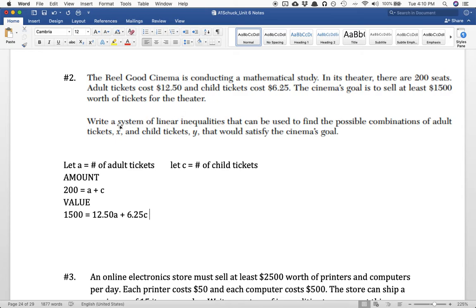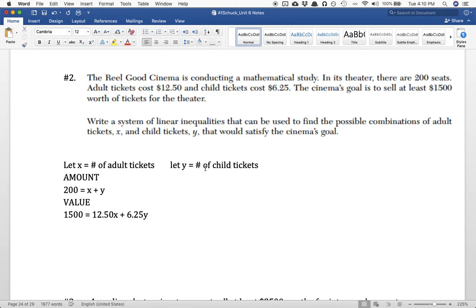This one says to write a system of linear inequalities again that can be used to find the possible combinations of adult tickets X and child tickets Y. Oops, I guess I should have been doing X for adult and Y for child. Let's just fix that really quick. X for adult, Y for child.